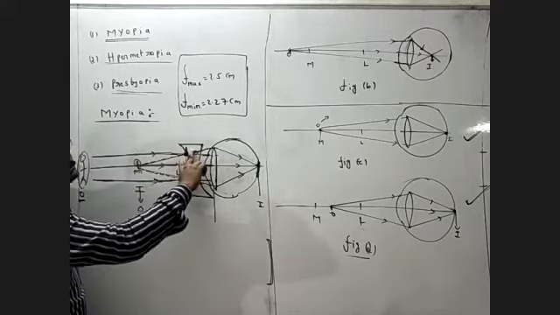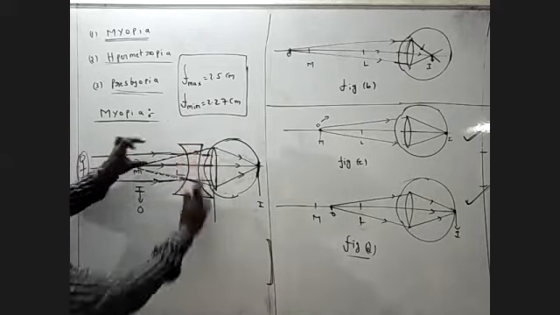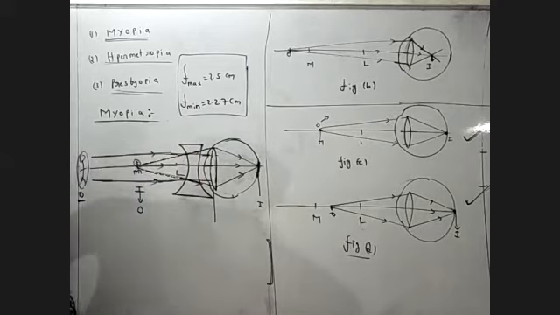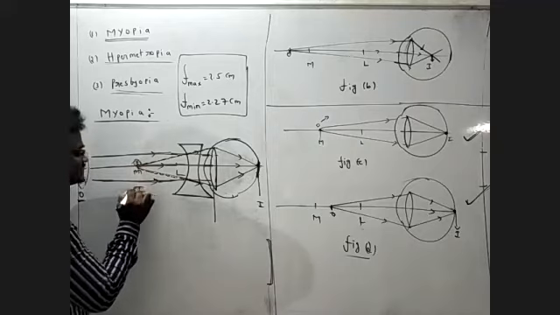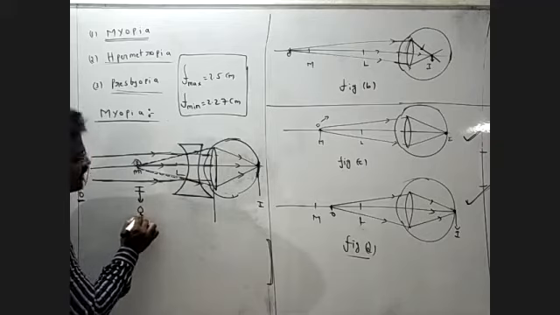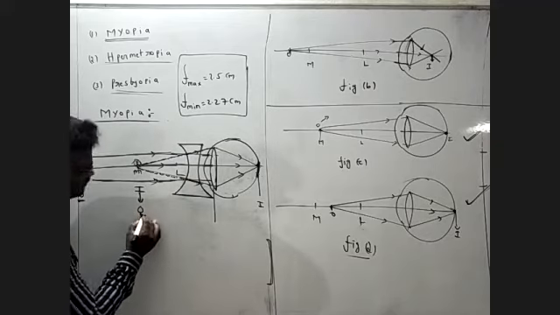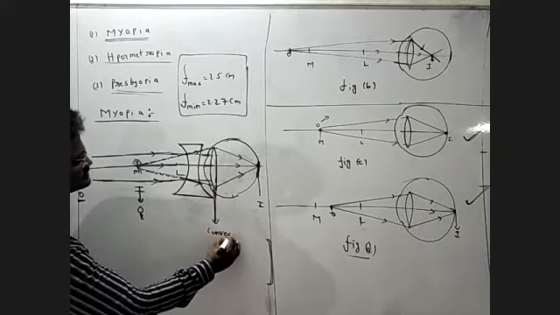This is the concave lens. This is the object for the concave lens, and this is the image for the concave lens. This image acts as the object. This is the object for which lens? For the convex lens.